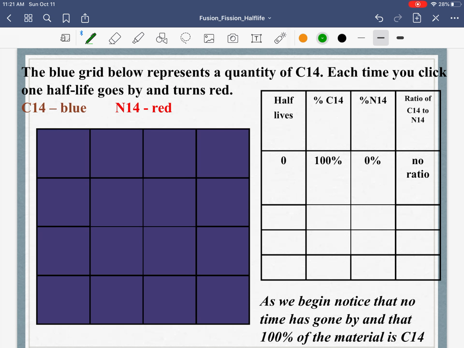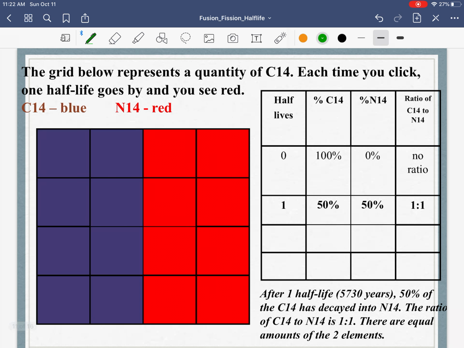So here we have a blue grid. It represents a quantity of C14, carbon 14. Every time you click one half-life, it's going to go by and it's going to turn red. So right now, this is all carbon 14, okay? We're starting, no half-life has happened. We have 100% carbon, no nitrogen, and there's no ratio because there's no nitrogen yet.